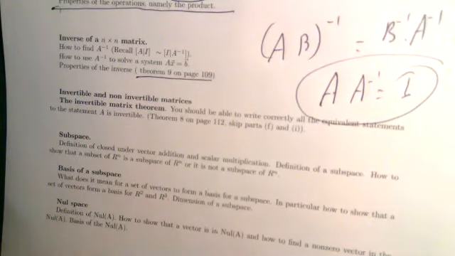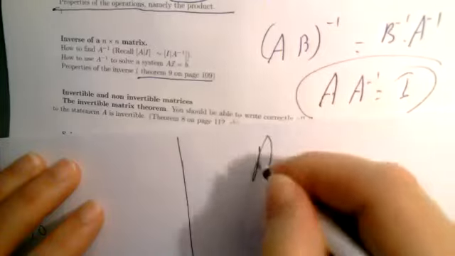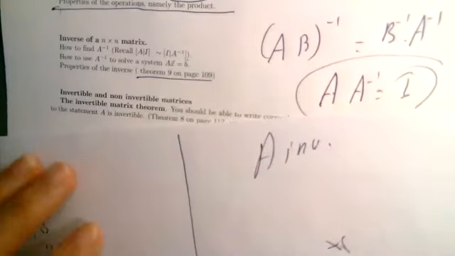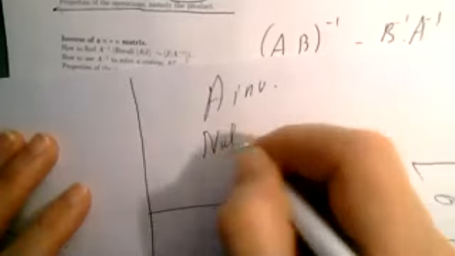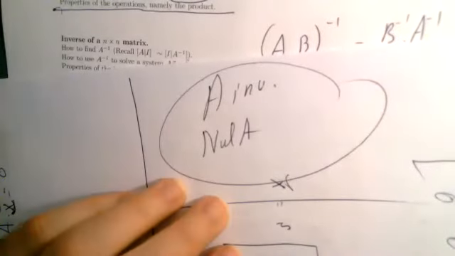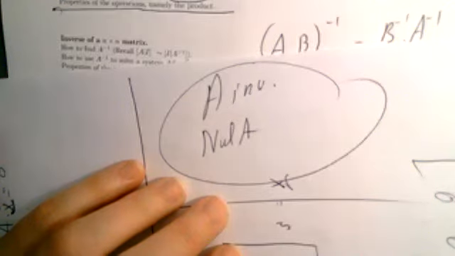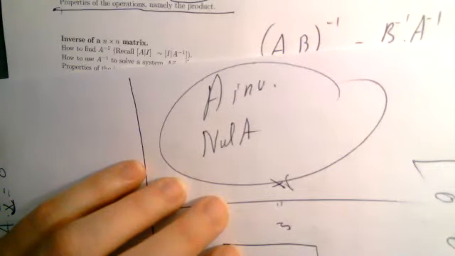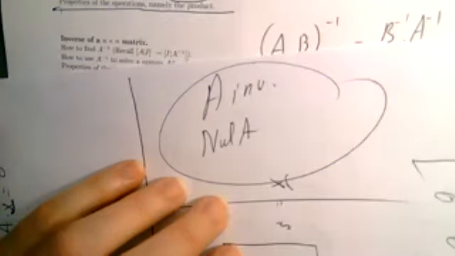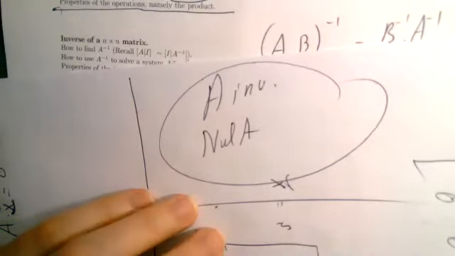Actually, let me ask you a simple question. Suppose A is invertible. What can we say about the null of A? Suppose A is invertible, and I'm going to find the null. What can we say about the null? I'll give you a minute to think about it and to connect the dots. What's the definition of the null? And how can you relate it to the invertibility?